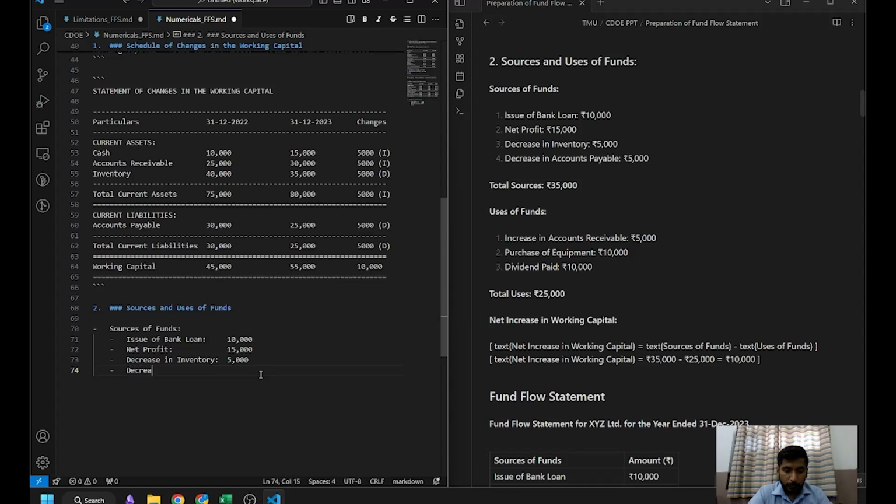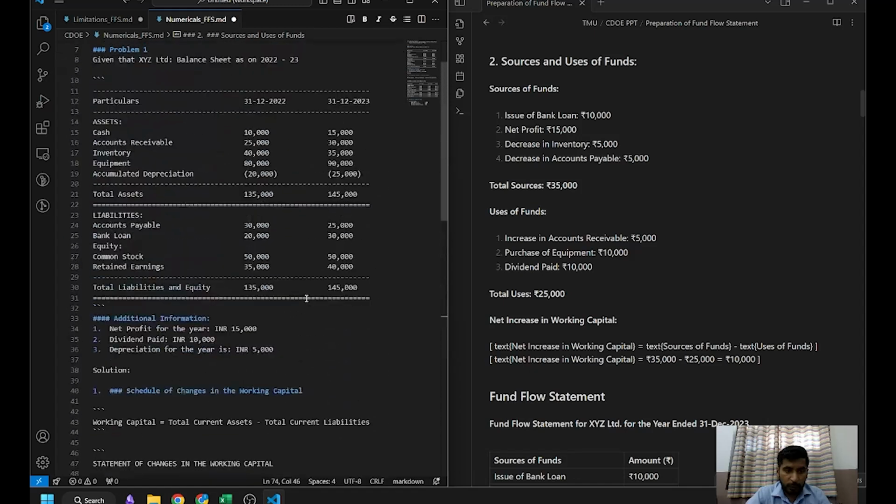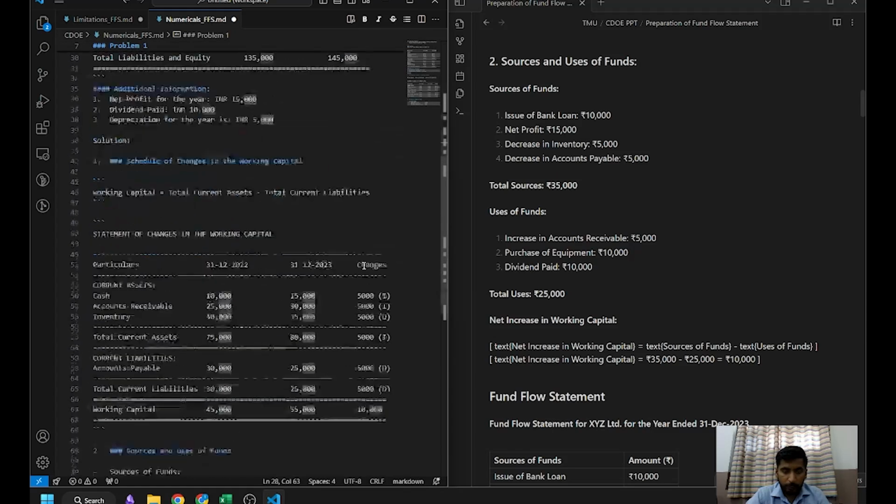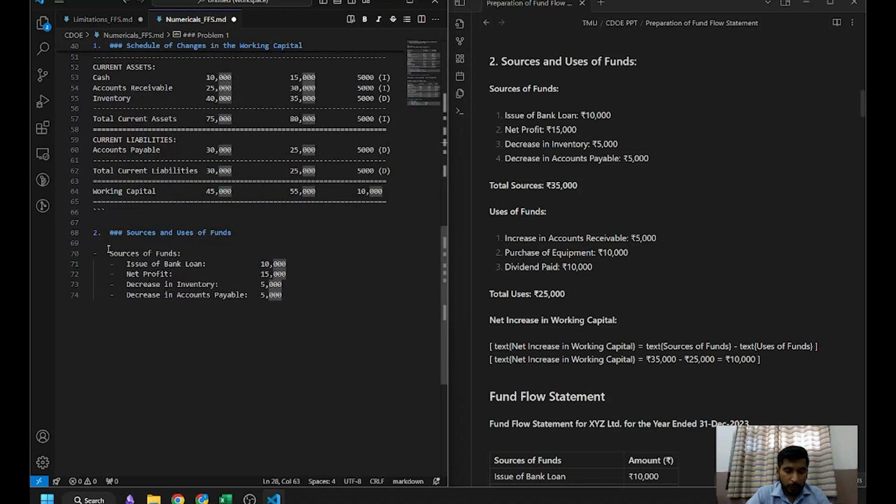Then decrease in accounts payable. Decrease in the accounts payable, making it for rupees 5,000. This can also be seen in the balance sheet that the accounts payable decreased from 30,000 to 20,000. So this was basically the sources of the funds.